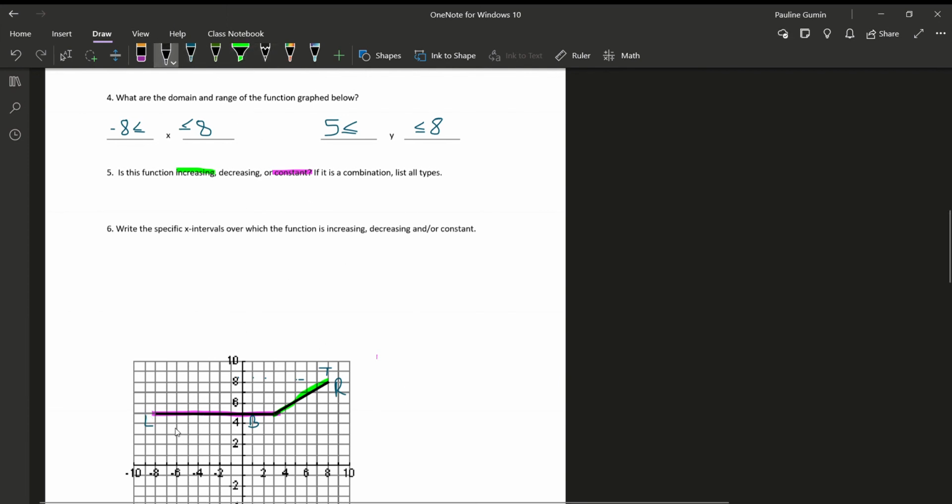All right, let's start with the constant since that's what we found first. It goes from -8 to, where does this stop? +3. And let's highlight that to make sure we know that was our constant. Okay, and then next we started at 3 and went all the way to +8. And that is where we were increasing.